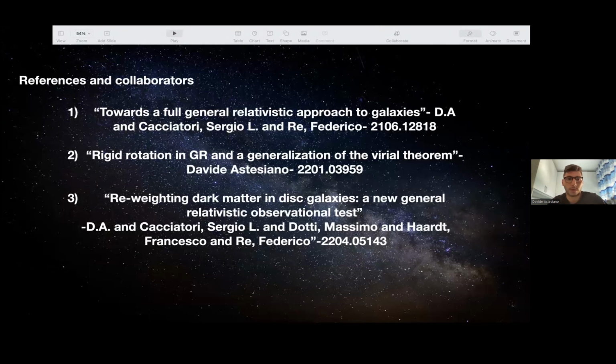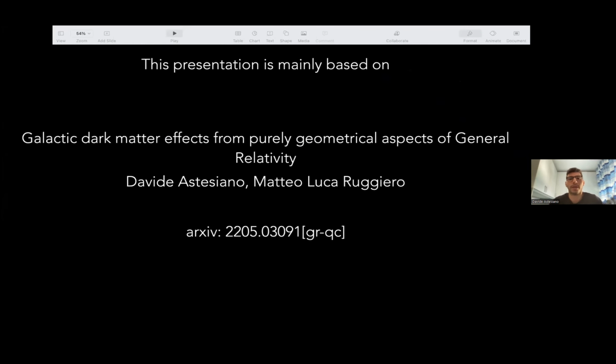The references for this talk are this work that I wrote with my supervisor, Professor Cacciatori, and my collaborators, Federico Re. Then I have this other work that I wrote about a generalization of the virial theorem in general relativity, and this other work that we did with Professor Dotti and Professor Ard about the redshift from galaxies. But the presentation is mainly based on this work that I did with Professor Ruggiero, in which we gave a theoretical framework for all dust solutions in general relativity.